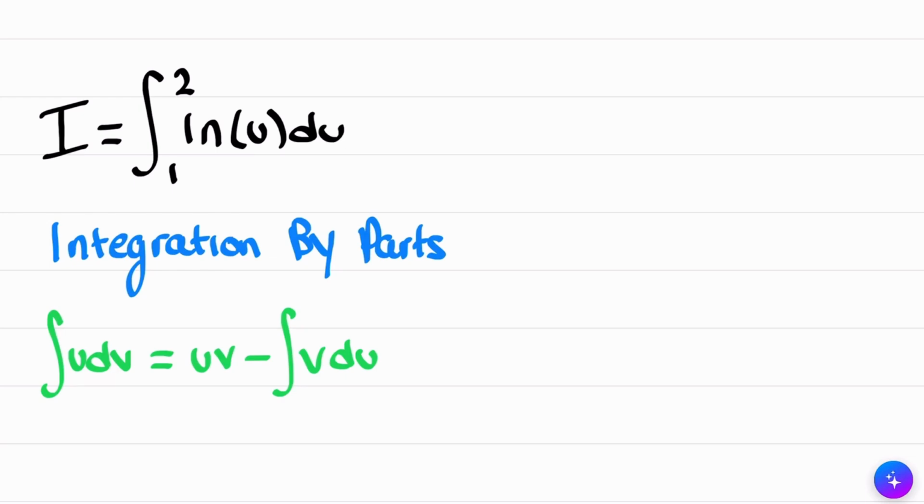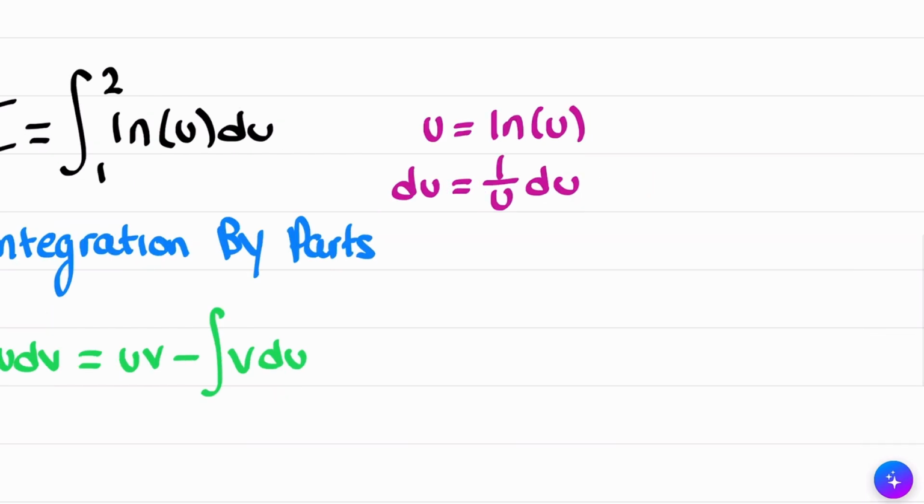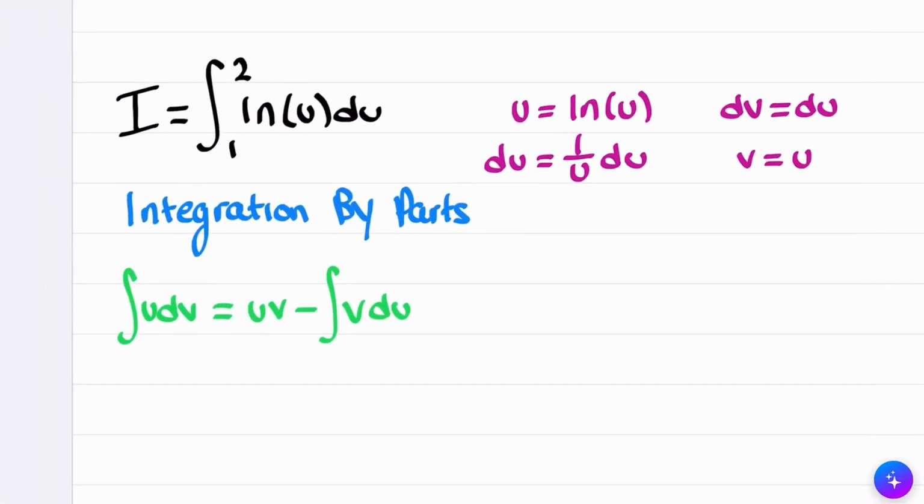So instead, I'm going to let the natural log of u be equal to u. Now this u here is just the u in our integration by parts formula. It's not actually equal to u. Now if I take the derivative of u, I'm going to get 1 over u du, just by chain rule. If we want to pick a dv as well, dv is just going to be equal to du, the only part of our integral left. When we do integrate, we get that v is equal to u. Perfect. So that's our integration by parts substitutions now, and I'm going to rewrite our integral using integration by parts.